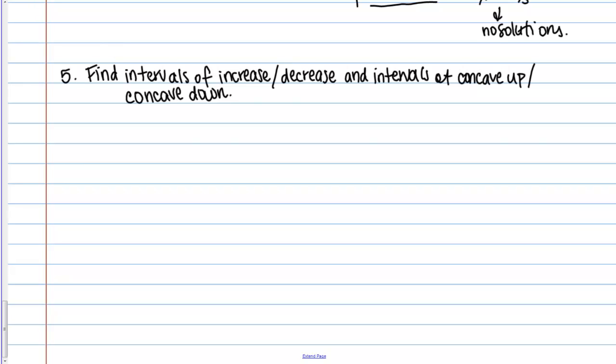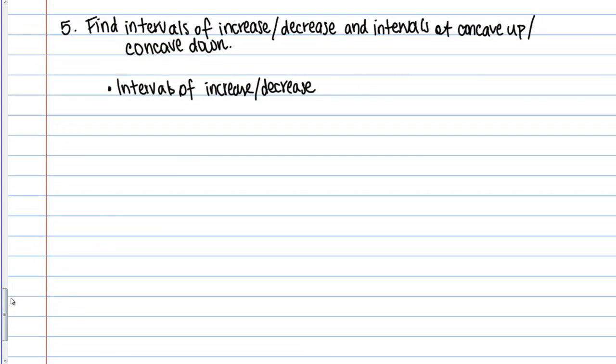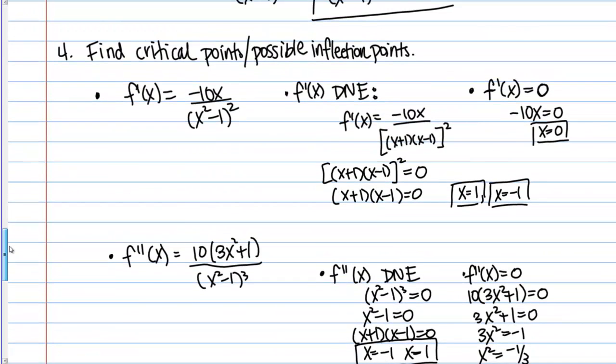Step 5 in the graphing process is to find the intervals where the function is increasing and decreasing, and also the intervals where it's concave up and concave down. To do this, we're going to use the derivatives and the critical values we found in the previous step. So let's start with intervals of increase and decrease. Usually my favorite way to do this is to set up a number line. In this case, I want to put my important x values on there, the x values that I found in step 4.